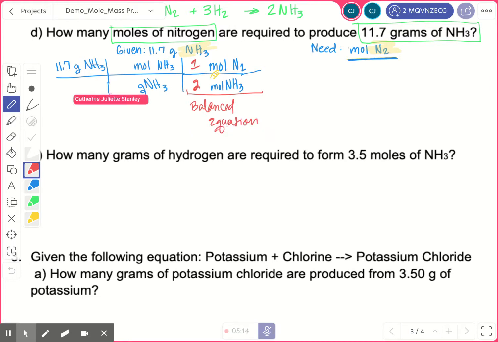All right, now I have a mole over gram. So what am I going to use to fill this in? Good job. The molar mass of NH3. Nitrogen is what, 14.007, I think. Yeah. 031. Good job. And how many moles? Good one. It is one. Good job. Now what do I do, Olivia?